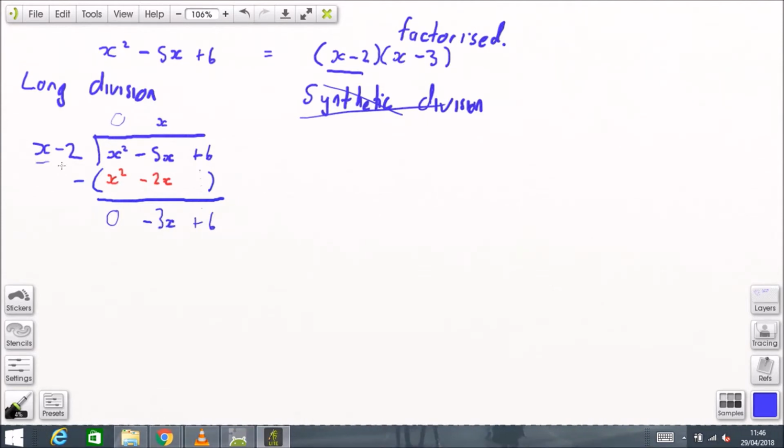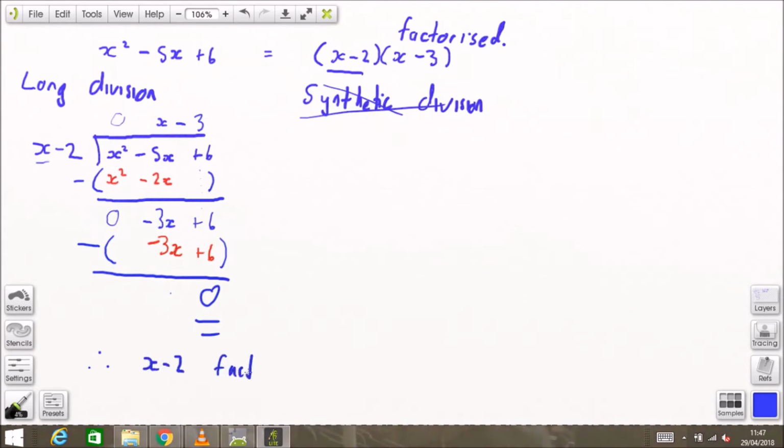Same again, negative 3 times x gives you negative 3x, which gives you negative 3x minus 6. We'll subtract that again, and we're left with 0. So that's our remainder. Our remainder is 0. Therefore, if you divide something and you get remainder 0, then the thing you divided by has to be a factor.